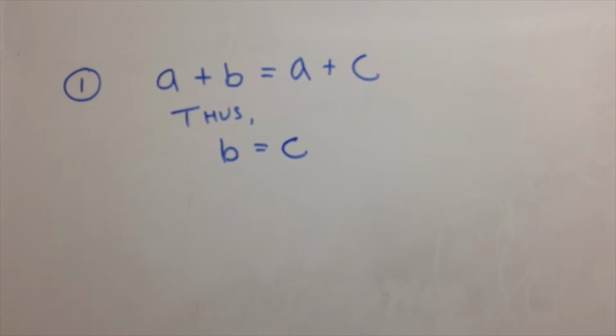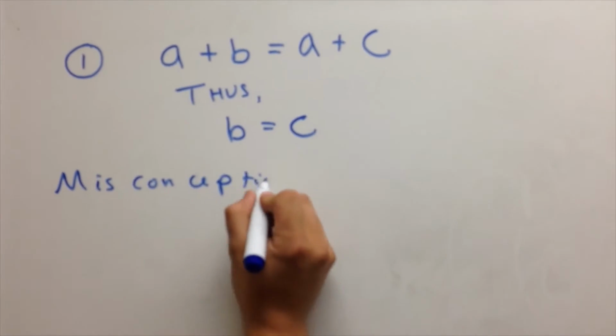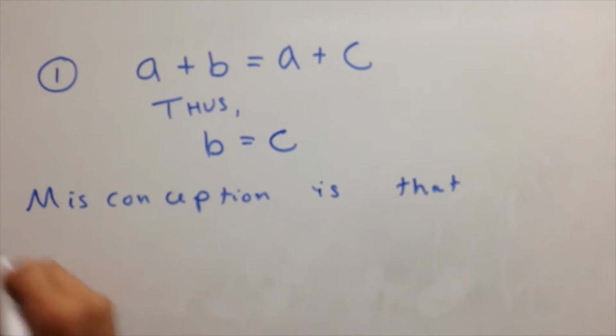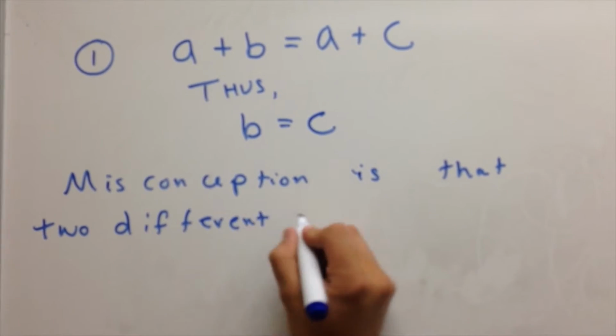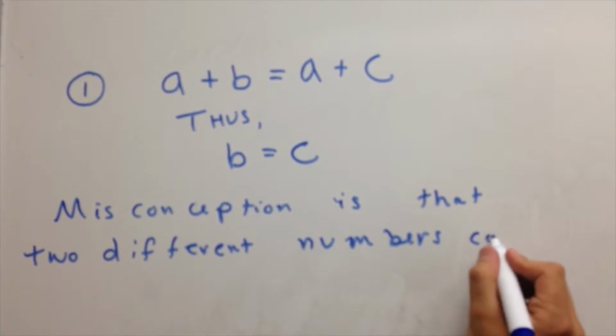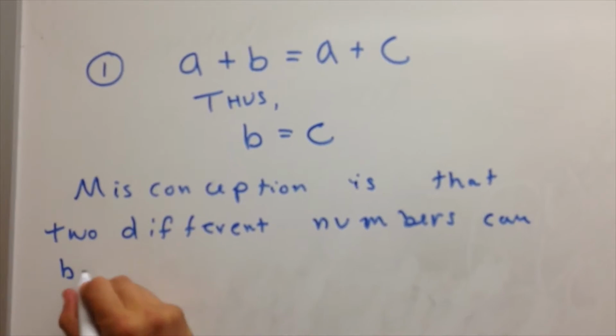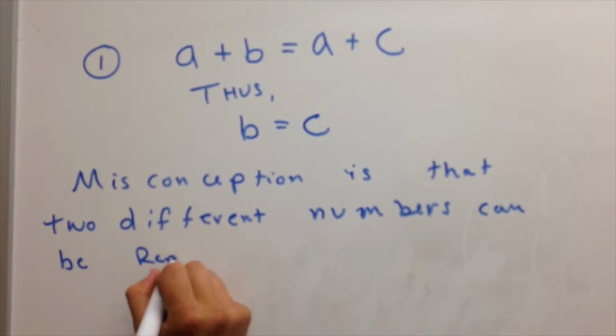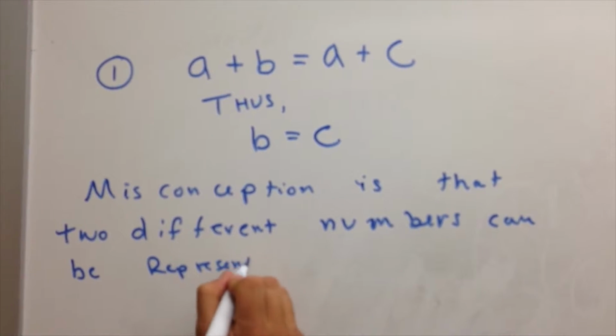The misconception here is that the different letters can't be the same number because, well, they're different letters. Again, this is confusing to certain students because they think, well, if B equals 2, C can't equal 2 because it's not B. Again, just a misconception.